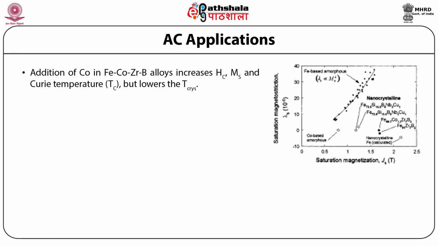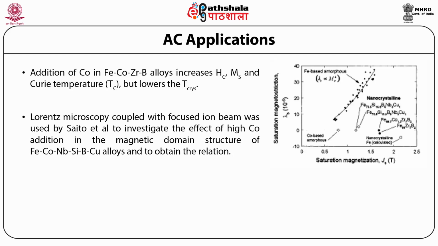Addition of cobalt in iron, cobalt, zirconium, boron alloys increases coercivity, saturation magnetization, and Curie temperature Tc, but lowers the crystallization temperature. In addition, the small amount of cobalt addition helps to optimize the magnetostriction properties as shown in figure below.